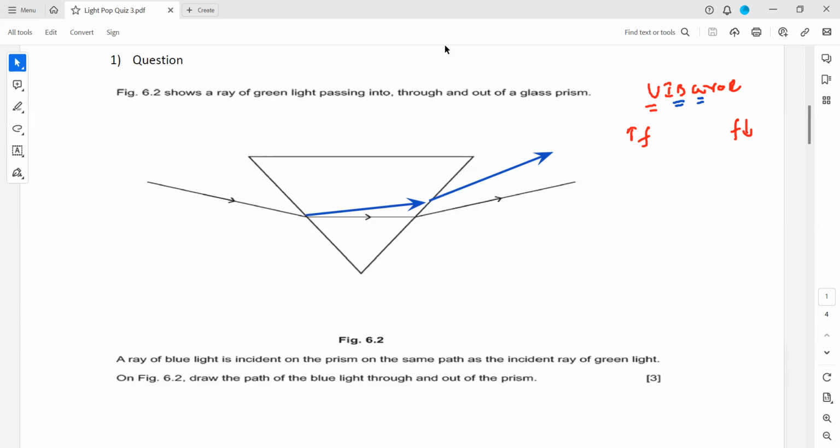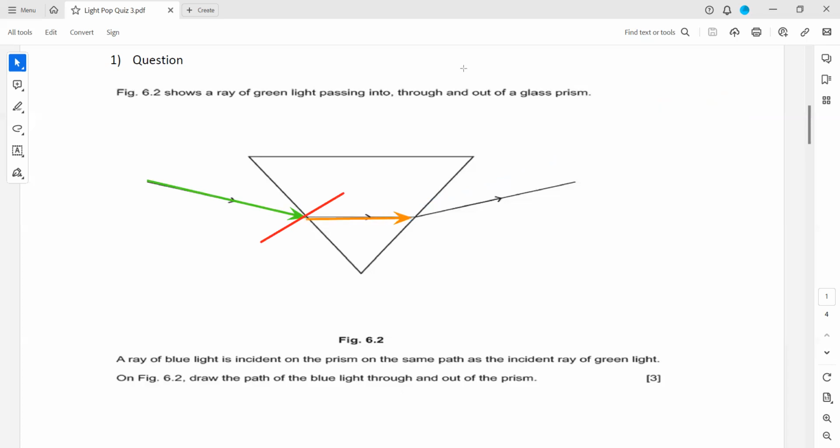Green is not passing straight. As you can see, this is a green light. First, moving from air to glass, like this was a green light. When we draw the normal, it will bend towards the normal. Like this is a normal. As the speed of light will decrease, it will bend towards the normal.